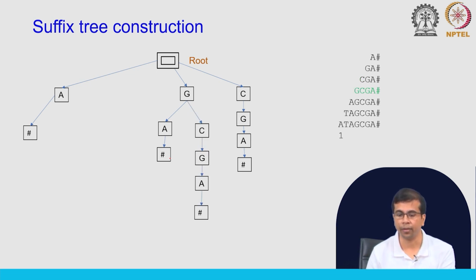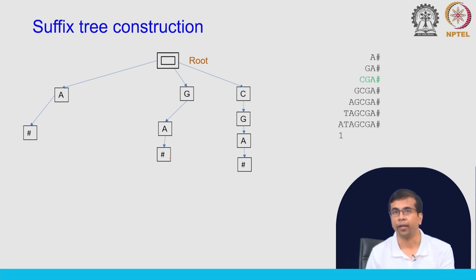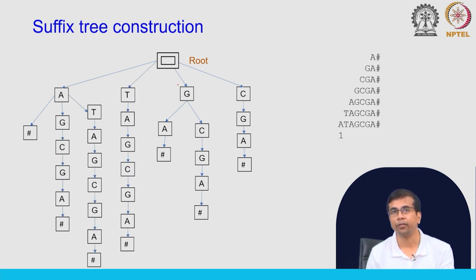One of the things you will probably notice: for this one, CGA, we have added this. Now, for GCGA the first letter is G. G already exists, there is a path from the root to G. So, we will use that path and then we see whether there is any C after the G. There is none. So, we have to construct a new path to get to the leaf. And we can continue this process and generate the full suffix tree.